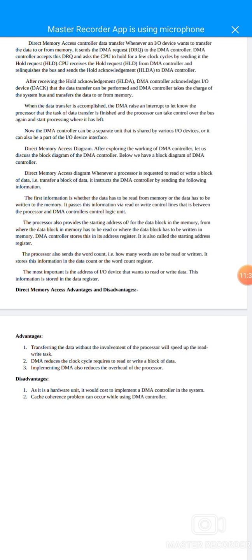Direct memory access controller, and below the block diagram of a controller. First, information has to be read from memory, and data has to be written into the memory, via read and write control lines between the processor and the DMA control logic unit. The processor sends the word count, for example, how many words are to be read or written. It stores this information in the data count or word count registers.